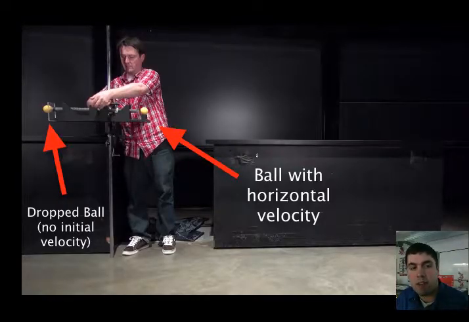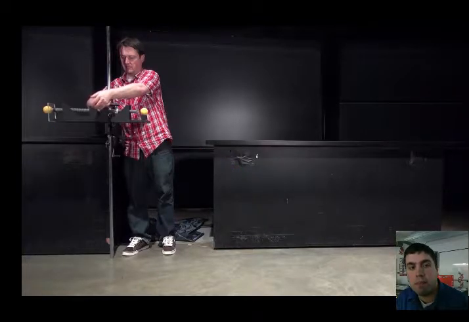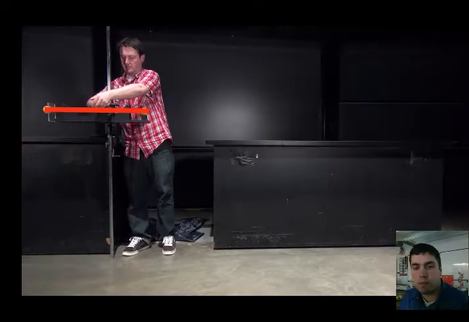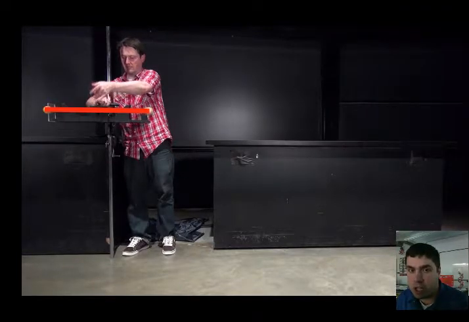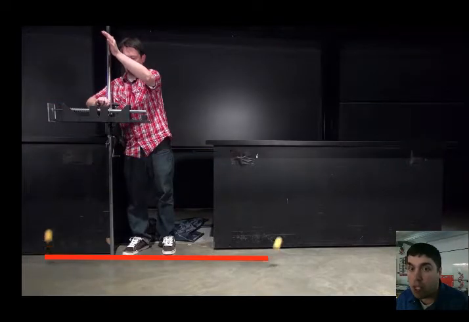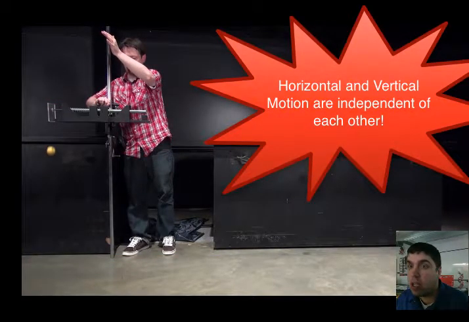So we can start off by watching this clip. All right, so see at every point here, the ball on the left, which is just being dropped, and the ball on the right, which is being pushed off, are always at the same height throughout. This means that horizontal and vertical motion are independent of each other.